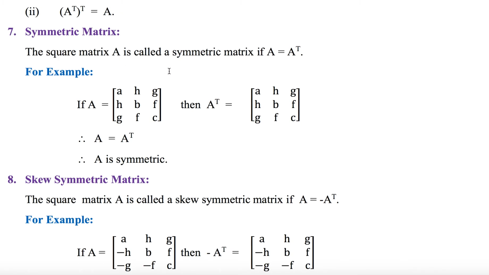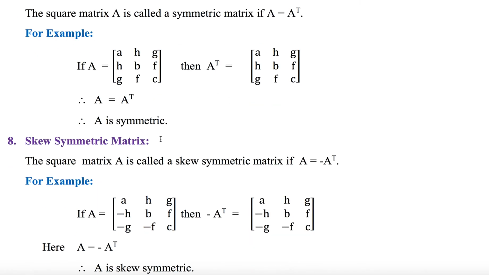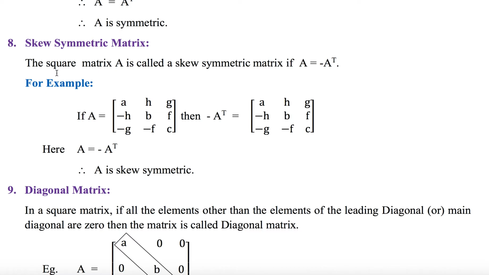Symmetric matrix: a matrix is called a symmetric matrix if A is equal to A transpose. So except the main diagonal, these elements are equal. Here H, here H, here G, here G. Similarly, here the element should be the same. Then A becomes A transpose. Then it is called symmetric. What is a skew symmetric matrix? A square matrix A is called skew symmetric if A equals minus A transpose.